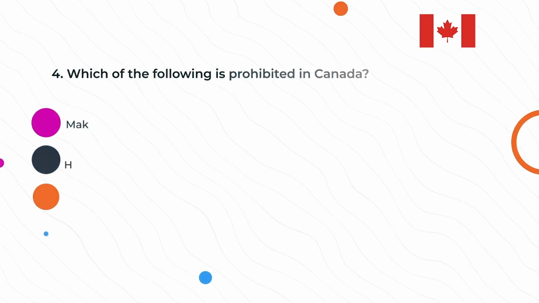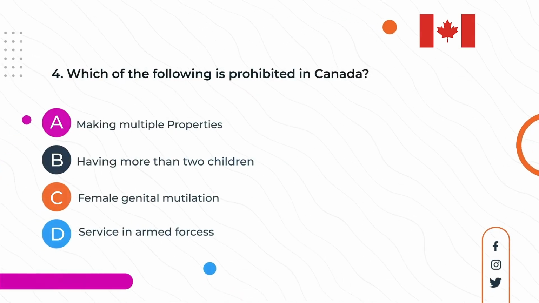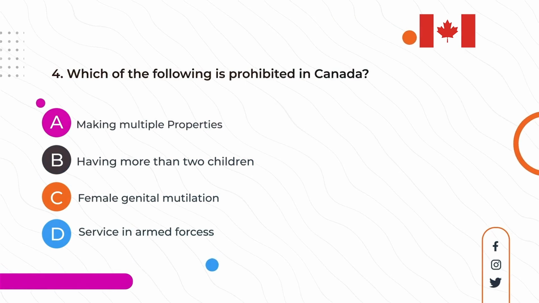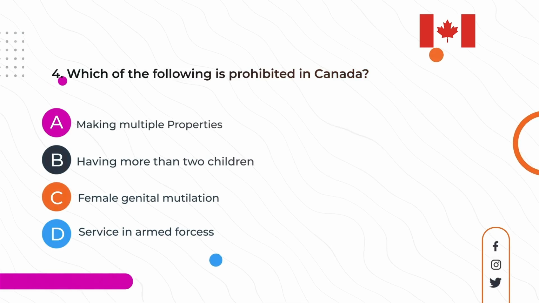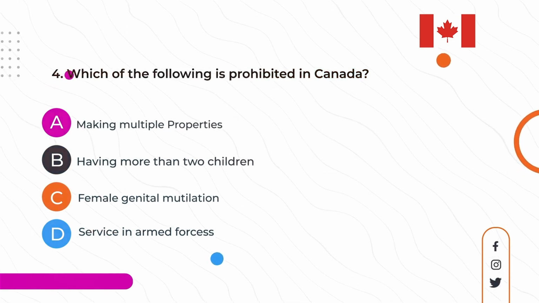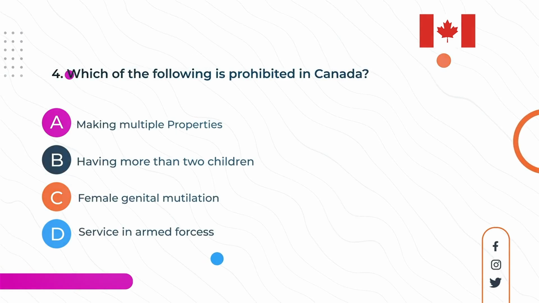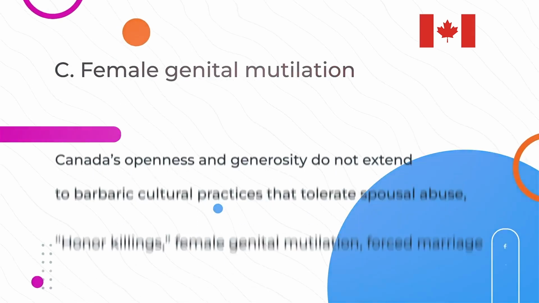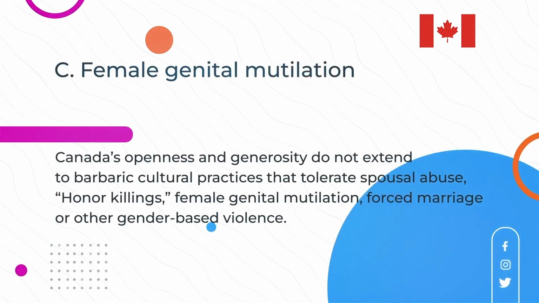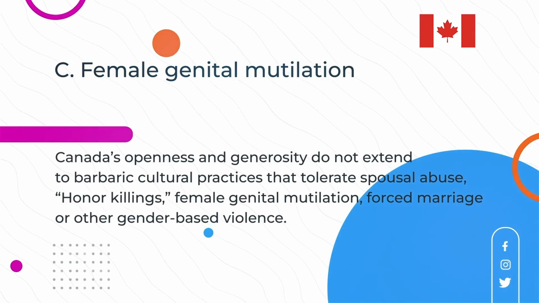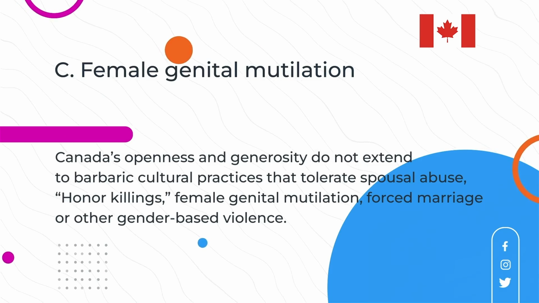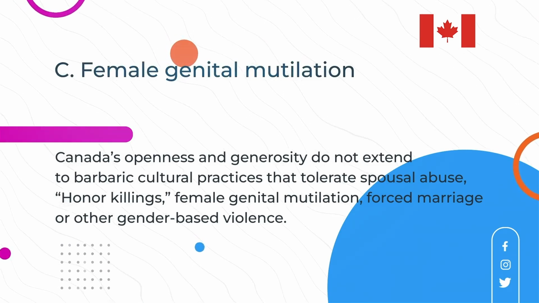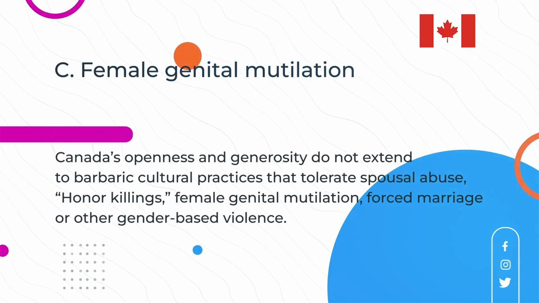Number 4. Which of the following is prohibited in Canada? A. Making multiple properties. B. Having more than 2 children. C. Female genital mutilation. D. Service in armed forces. Answer: C. Female genital mutilation. Canada's openness and generosity don't extend to barbaric cultural practices that tolerate spousal abuse, honor killings, female genital mutilation, forced marriage, or other gender-based violence.